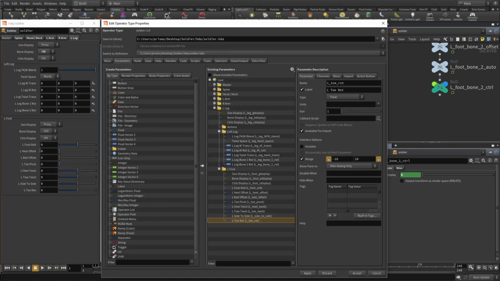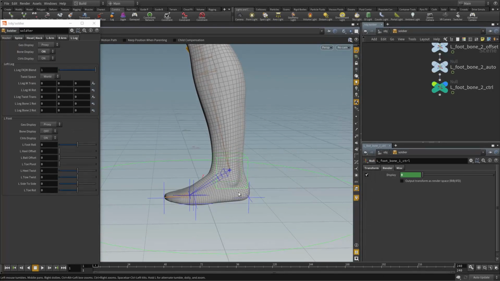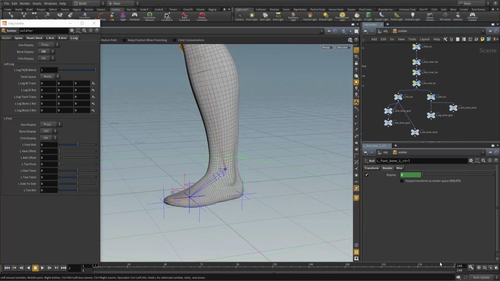So there we go. So we have a left foot roll from -10 to 10, heel offset, ball offset, toe pivot from 0 to 10, heel twist, toe twist, left side to side, and left toe rotate, all going from -10 to 10. And then we're going to use these to drive these rotations that we've created with this new hierarchy.